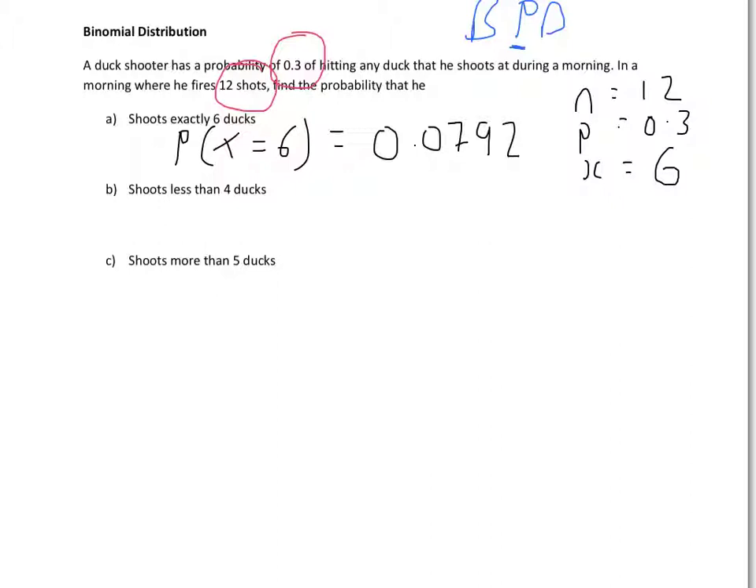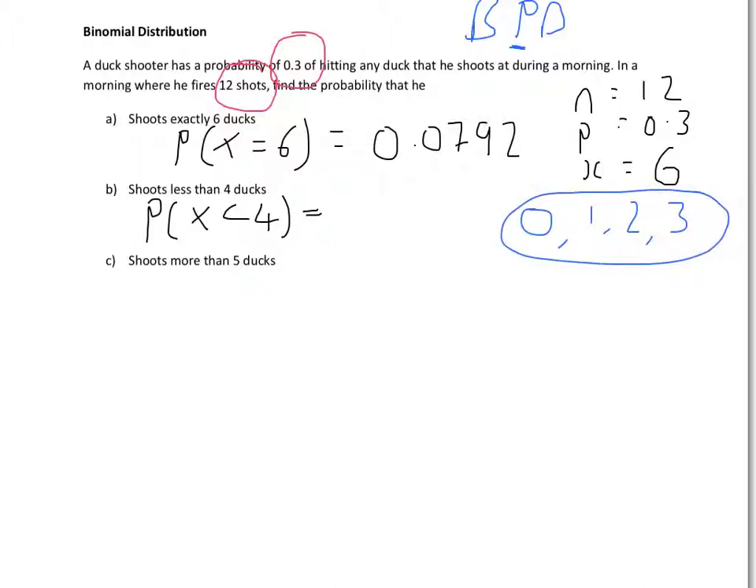However, if we want less than 4 ducks, what do I want? Well, I want the probability that x is less than 4. Well, what's that equal to? Let's consider the numbers we can have that are less than 4. We can have 0 hit. We could hit it once. We could hit 2 ducks. We could hit 3 ducks. But if we hit 4 ducks, we haven't hit less than 4. So these are the only numbers we want.